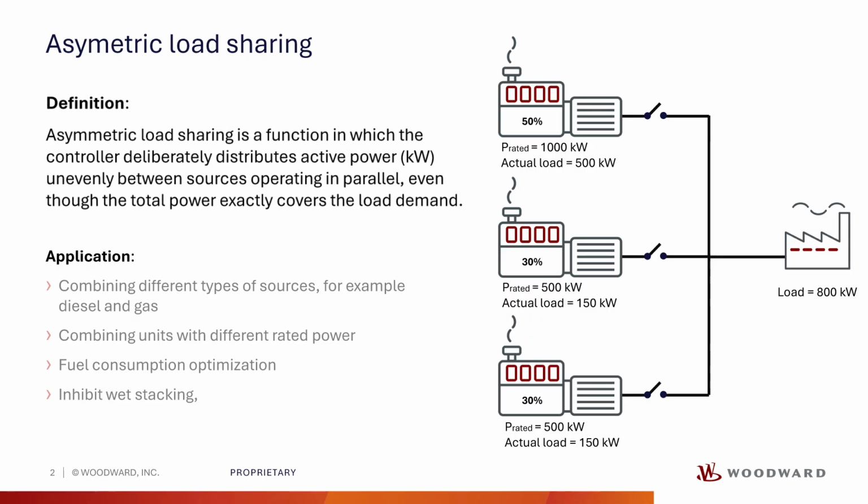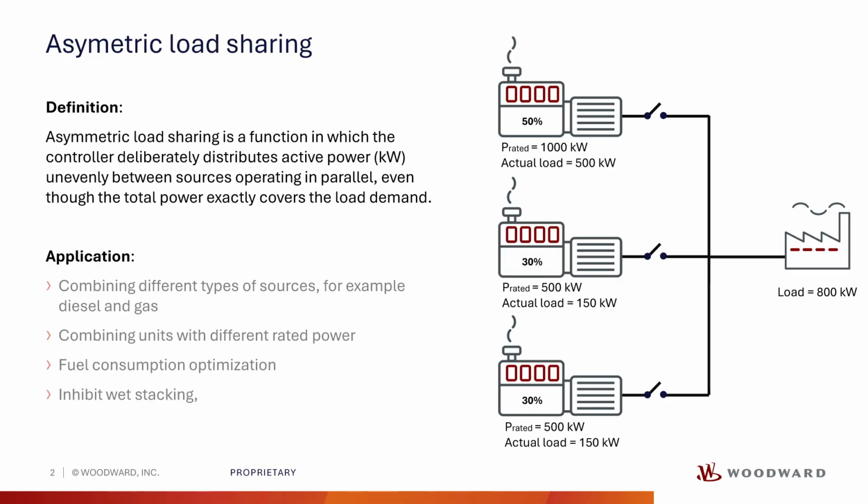Asymmetric load sharing is a function in which the controller intentionally distributes active power unevenly between sources operating in parallel, even though the total power exactly covers the load demand. Let me present a few examples of applications.